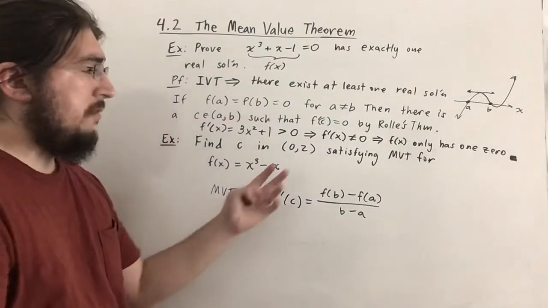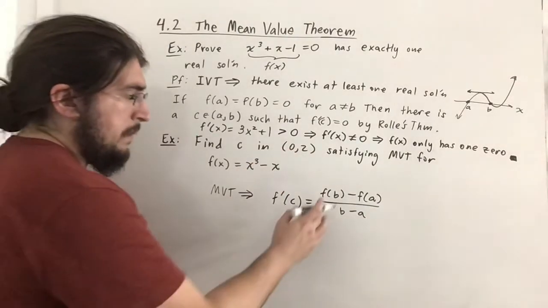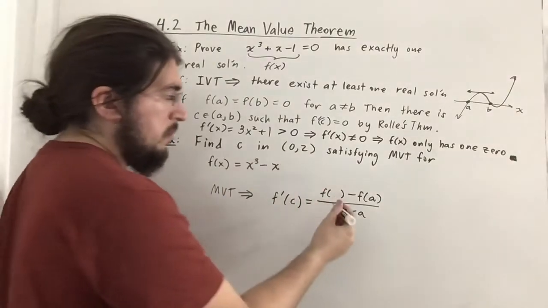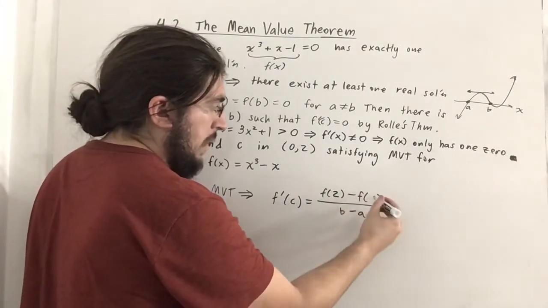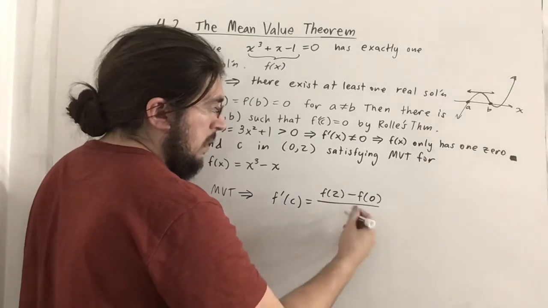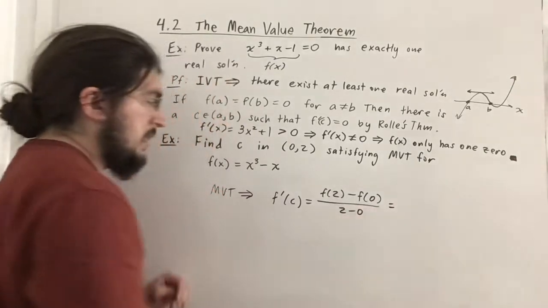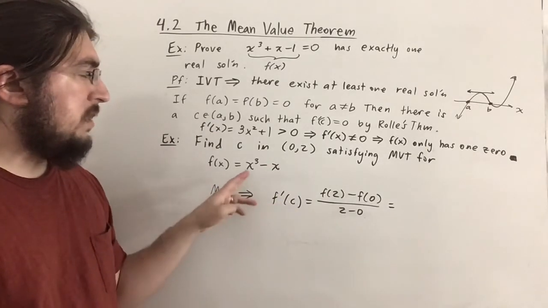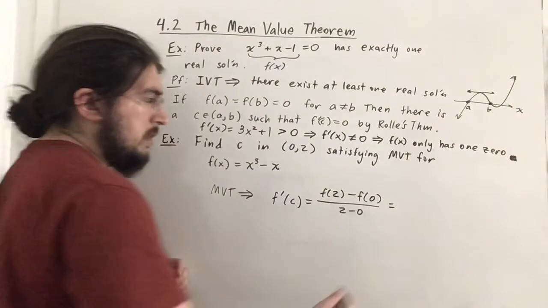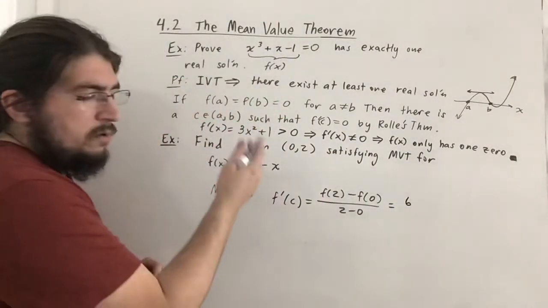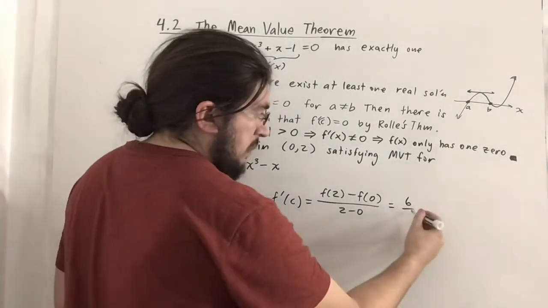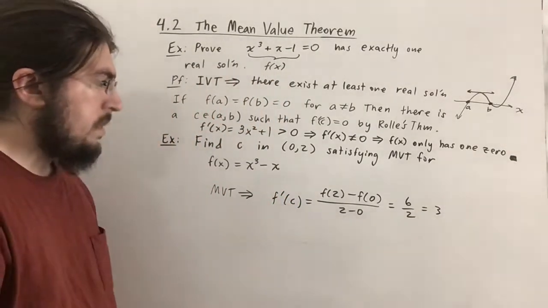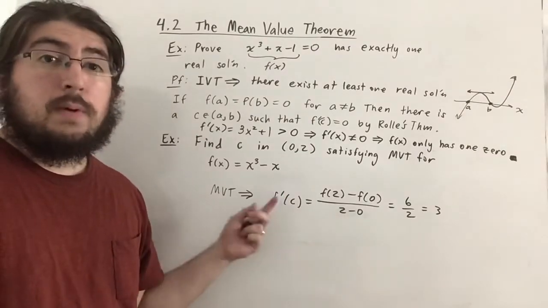And specifically, if we're looking at the interval 0 to 2, then that means the closed interval that this function is continuous on is the closed interval 0 to 2. So we're going to take b to be 2 and a to be 0 like this. So let's plug things in. We have an actual function, so we can figure what these values are. So f of 2 is 2 cubed minus 2, so it's 8 minus 2, which is 6. Notice f of 0 is just 0, and 2 minus 0 on the bottom is, of course, just 2. So we get 3.